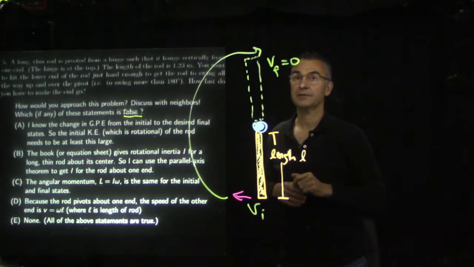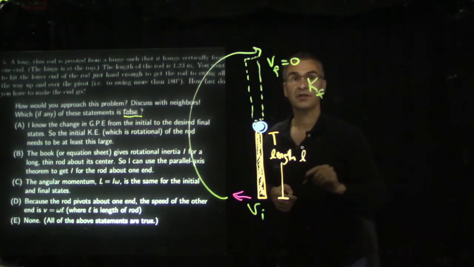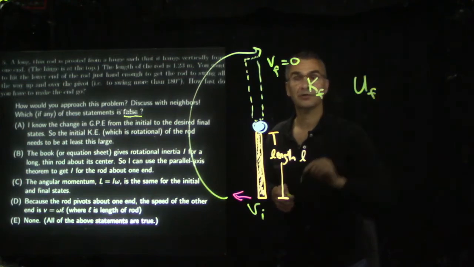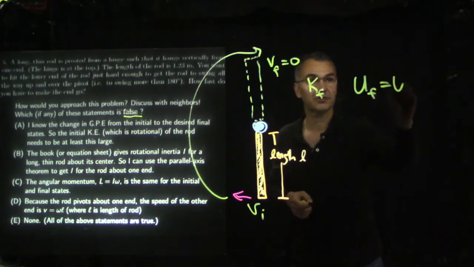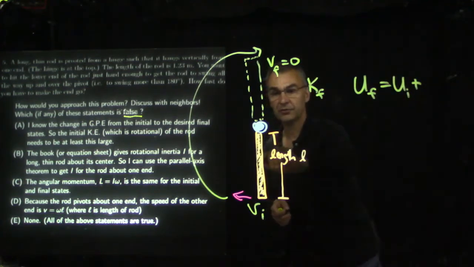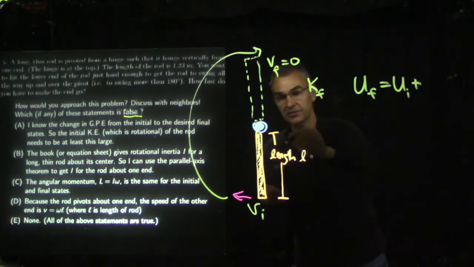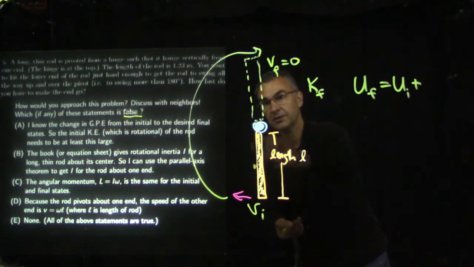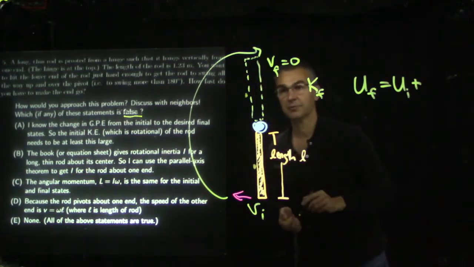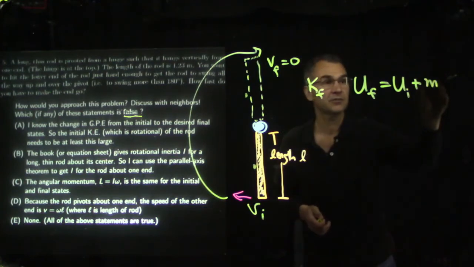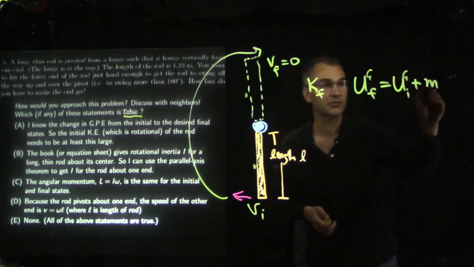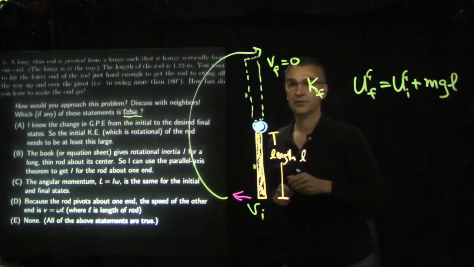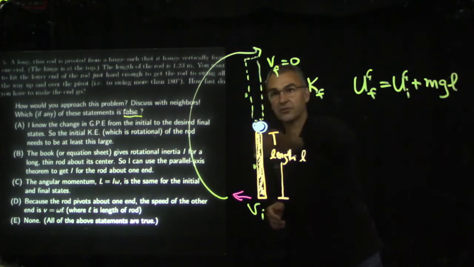It seems like the final kinetic energy is 0. And it seems like the final gravitational potential energy is basically the initial gravitational potential energy plus, well, the center of mass goes from this position to this position. So I think, see, this is L, there's a half L, there's a half L. So the center of mass goes up by a distance L vertically. So gravitational potential energy in the final state equals gravitational potential energy in the initial state plus mgL. So the center of mass goes up L higher.